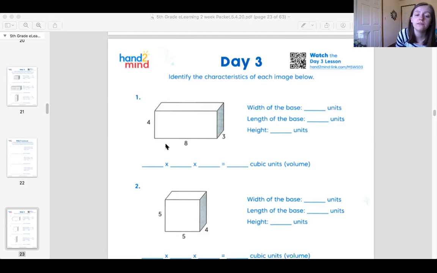Okay, you find your width, which in this one is going to be 8. You could really call it 8 or 3, depending on which one you like, as long as you use the opposite one for your length. Okay, so I'm going to call it a width of 8 and a length of 3. And then my height is going to be 4.